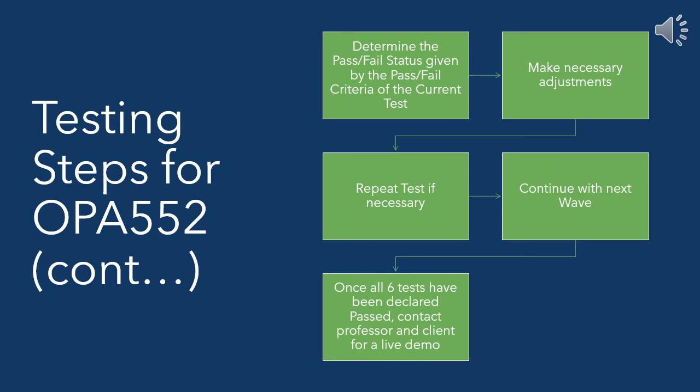Continuing with the steps for the OPA552, we'll determine the pass-fail status given by the pass-fail criteria of the current test, make necessary adjustments, repeating the test if it's necessary, and continue with the next waves with different amplifications. Once all these 6 tests in total have been declared passed, the power amplifier will be validated. And also, these steps will be the following for the TestStand program or sequence with the VIs.